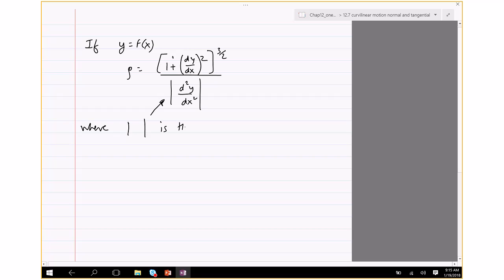where this symbol here is the absolute value. What it does is, if you're given any number, 1, that'll be just 1. If you're given minus 5, it'll become plus 5, and so on. So it basically replaces the value with its positive value, just gets rid of the negative.